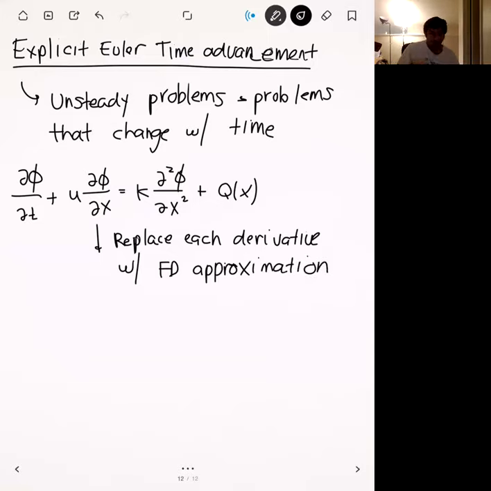Paying special attention to the fact that we're now doing a derivative in time. Partial phi partial t is going to be phi. Normally we do a subscript for the space, but since we're doing a derivative in time, we're going to have this be a superscript.